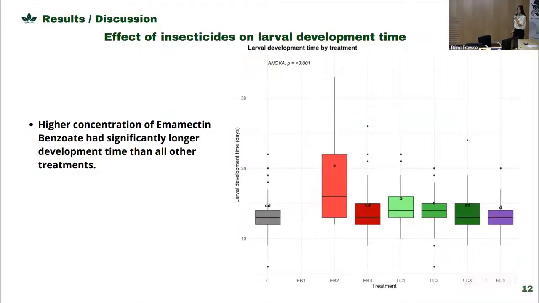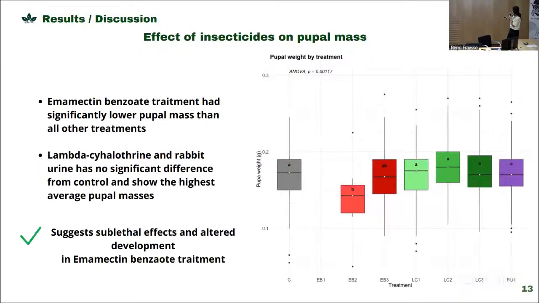So far we focused on the survival data, but here I want to focus on the sublethal effect, because sometimes the insecticide won't kill the insect directly, but it will affect the development of the insect. And here we have the larval development time between all the treatments. We don't have any data for the emamectin benzoate higher concentration because all the individuals were dead. But for the second one, we have a longer development time. And now when we look at the pupal mass, we have a lower pupal mass. This suggests a sublethal effect and an altered development in emamectin benzoate treatment.